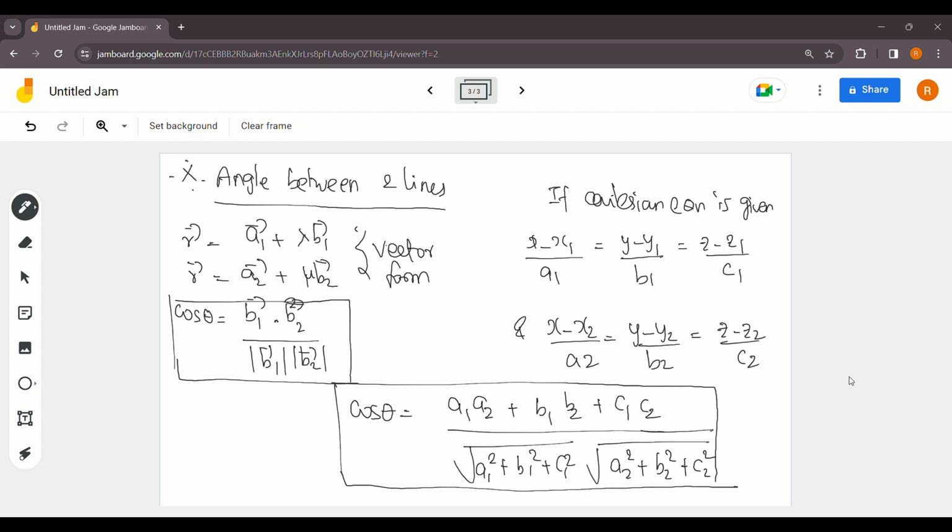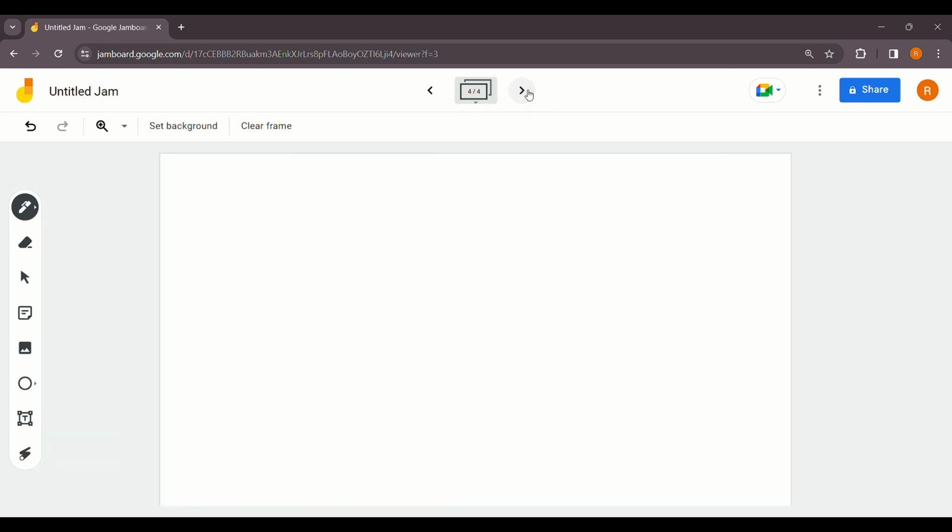Okay, now we will go to the next important concept. This is the final concept of this lesson. After this, we'll go to the numerical part straight away. Now we go to the important thing, which is shortest distance between the two lines. Shortest distance between two lines.